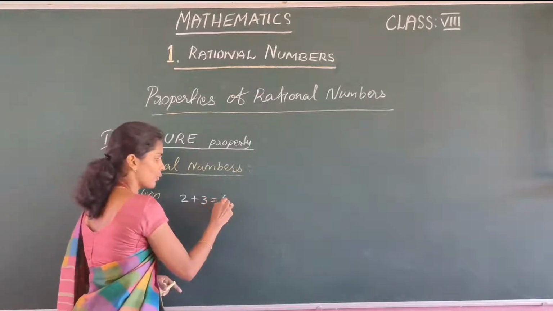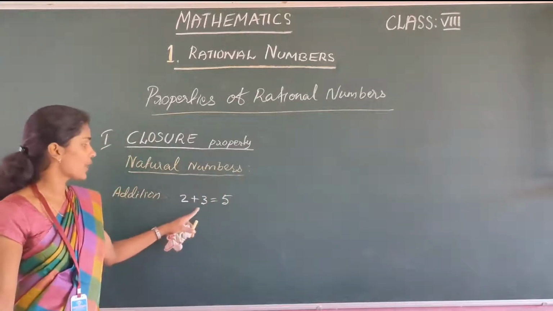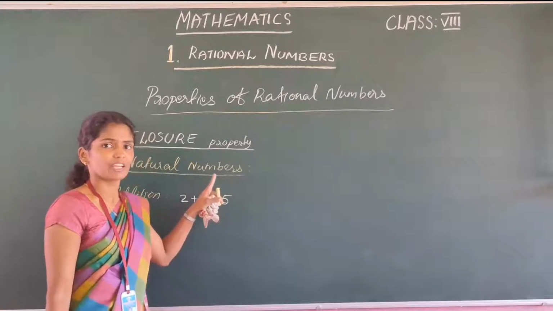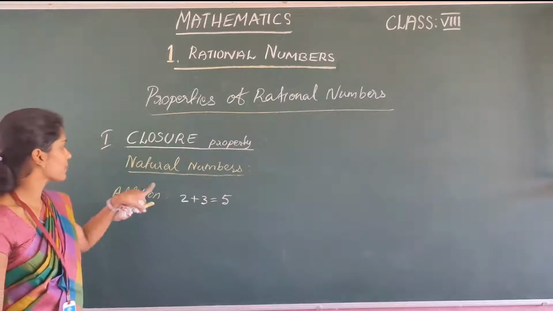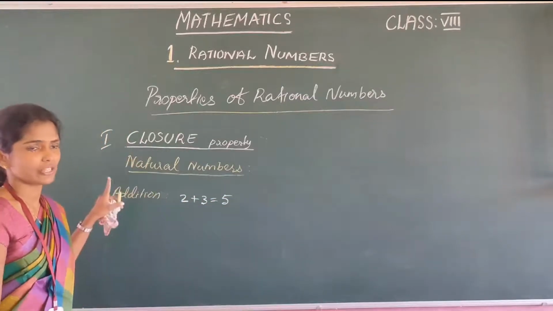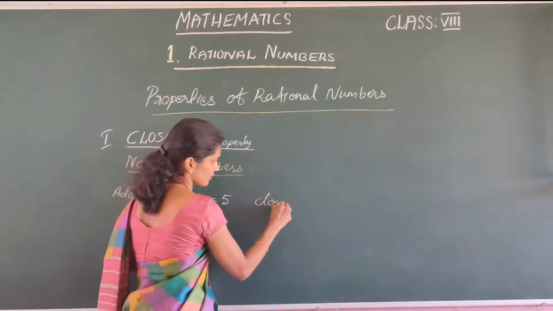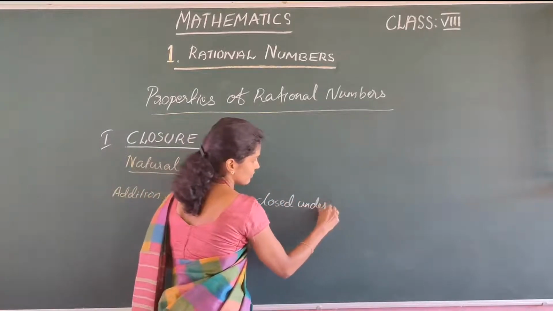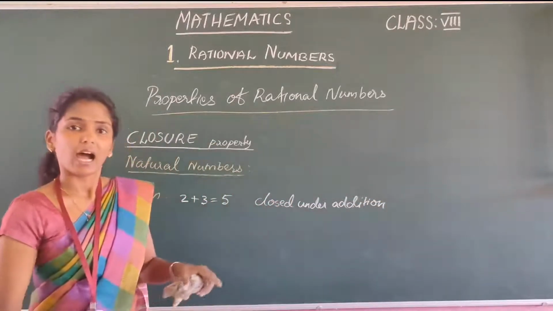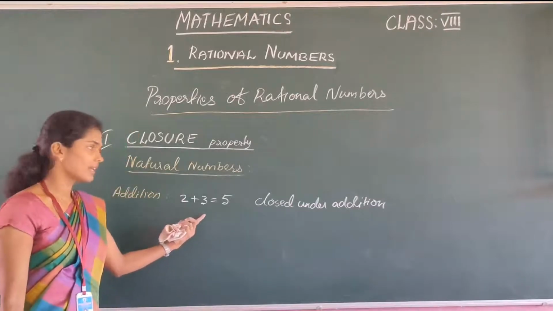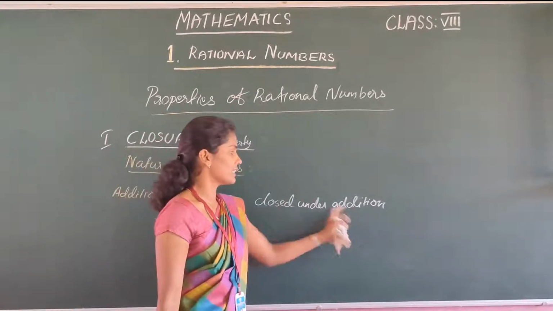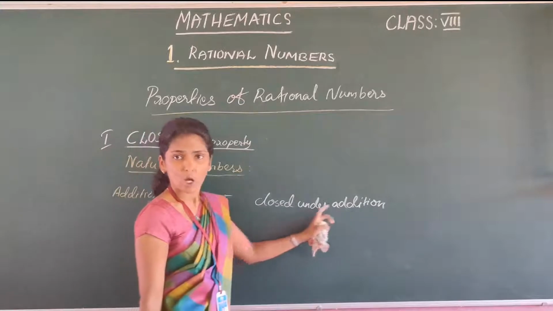That's equal to 5, right? 2 and 3 are natural numbers. The sum is also a natural number. Therefore, natural numbers are closed under addition. These two numbers are natural numbers, the sum is also a natural number. So we call these natural numbers closed under addition.